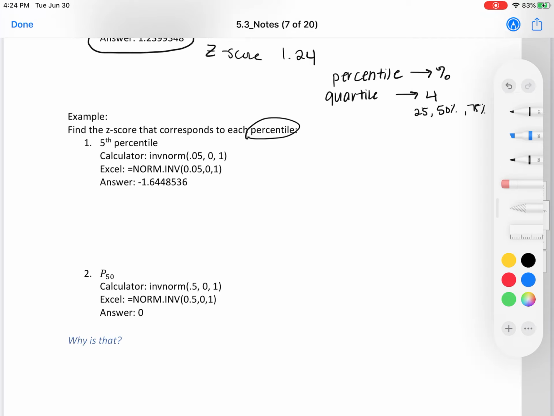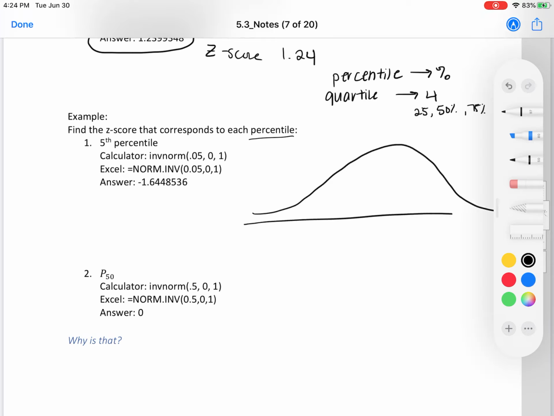So in this example, we're asking to find the z-score that corresponds to a percentile. So a percent. 5th percentile. So if I have a value, I want to know what corresponds to 5%. What is this x value that corresponds to 5%? We weren't given any more information, so let's assume we have a standard normal distribution with a mean of 0 and a standard deviation of 1. Alright, if so, you will enter it this way.